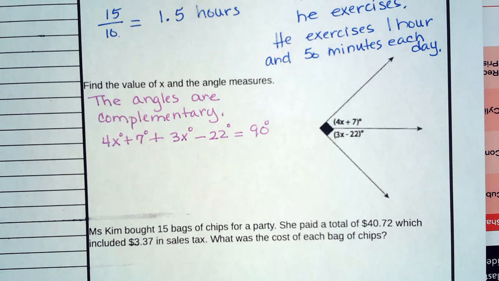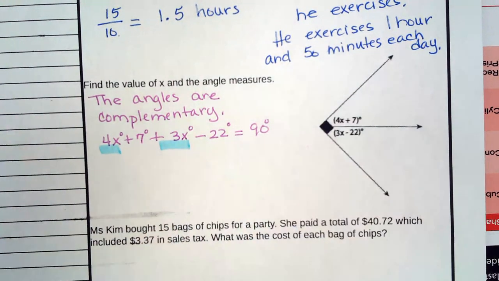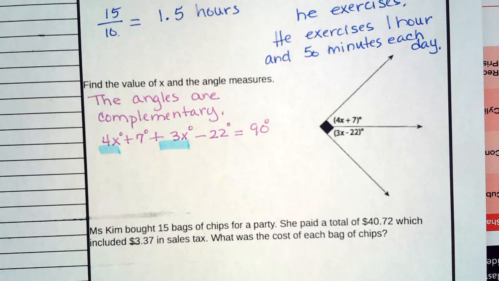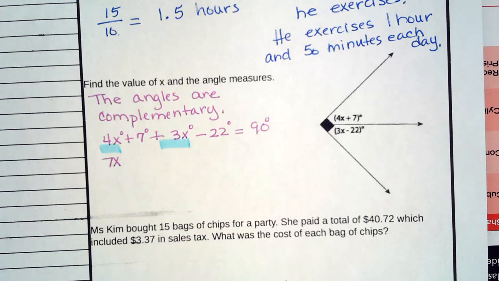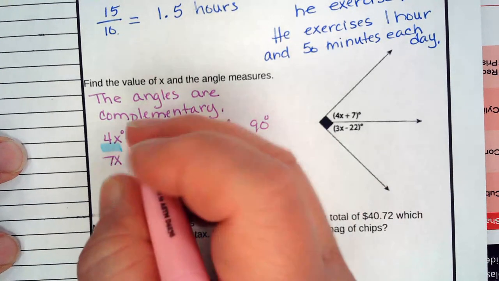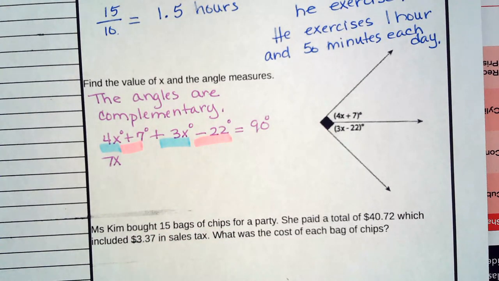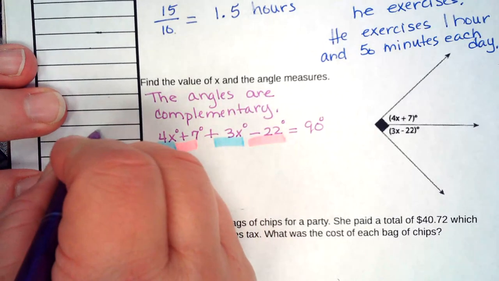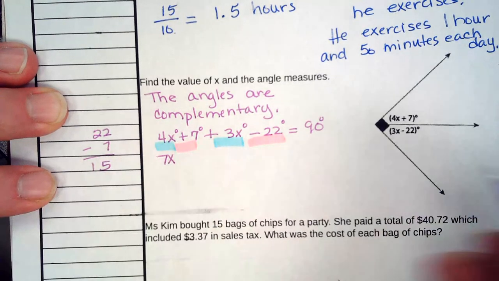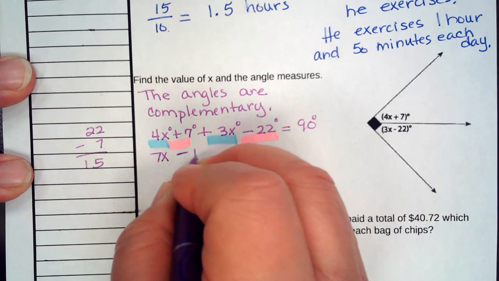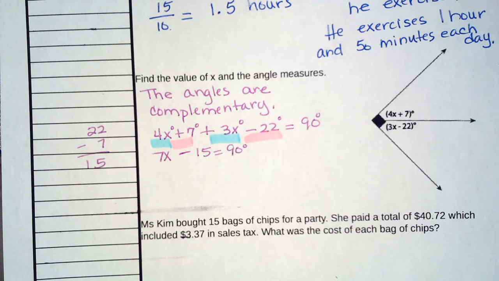Combine your like terms. 4x plus 3x is 7x. Seven minus 22, find their difference. Okay, 22 minus 7 is 15, so it's 7x minus 15 is equal to 90 degrees. Now we're ready to get started.